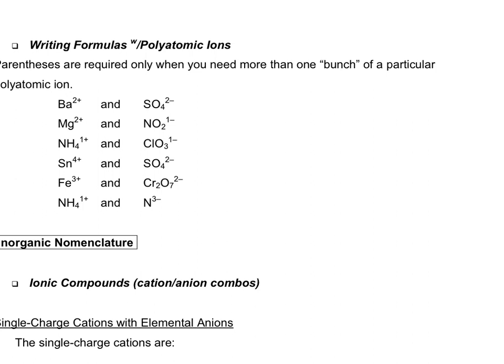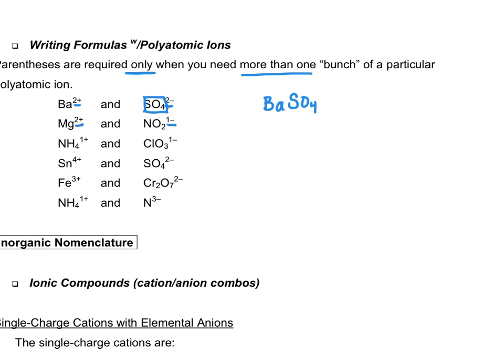Now, what if I have ionic polyatomics? Your parentheses are required only when you need more than one polyatomic. So here I have a 2 plus and 2 minus. Those charges cancel out, so I have BaSO4. This formula never changes. If it's sulfate, that's what you got.